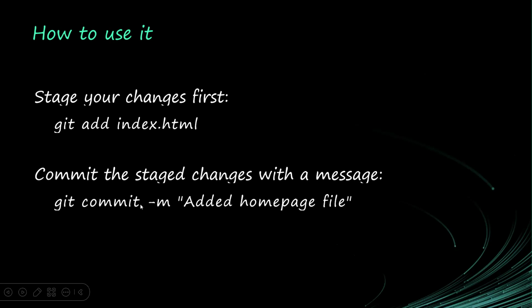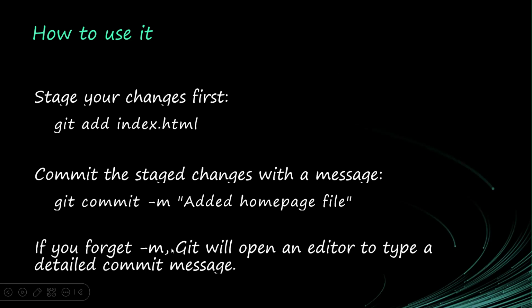You say git commit -m, then you put a message in double quotes. If you forget the m, Git will open an editor to type a detailed commit message. For now, we are just going to be using git commit -m. If you read the book, you would understand what this sentence meant, but I don't want to go into it now. This is just enough for you right now.